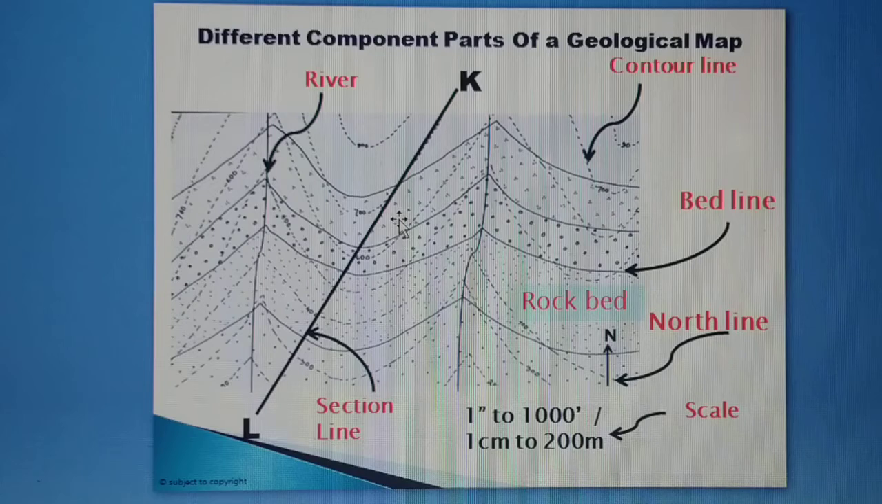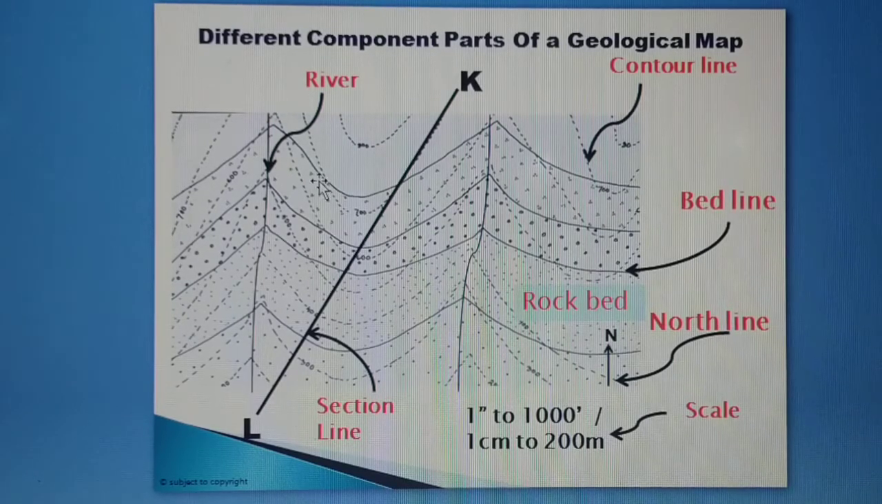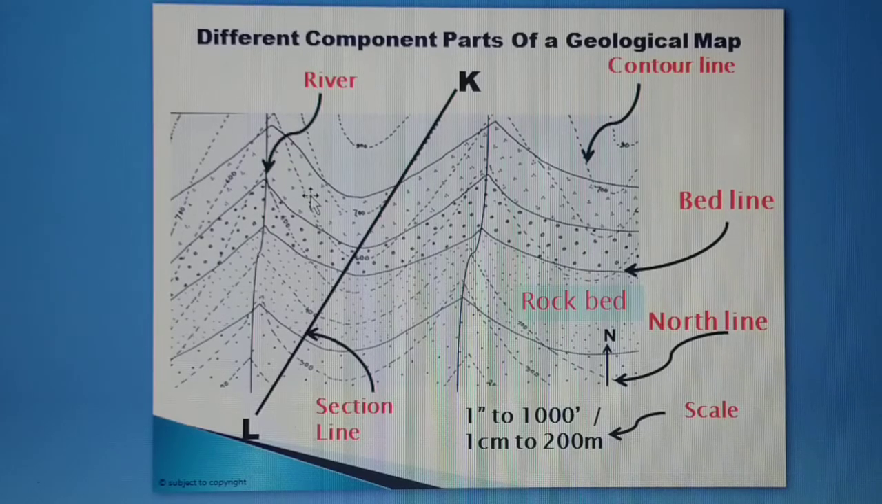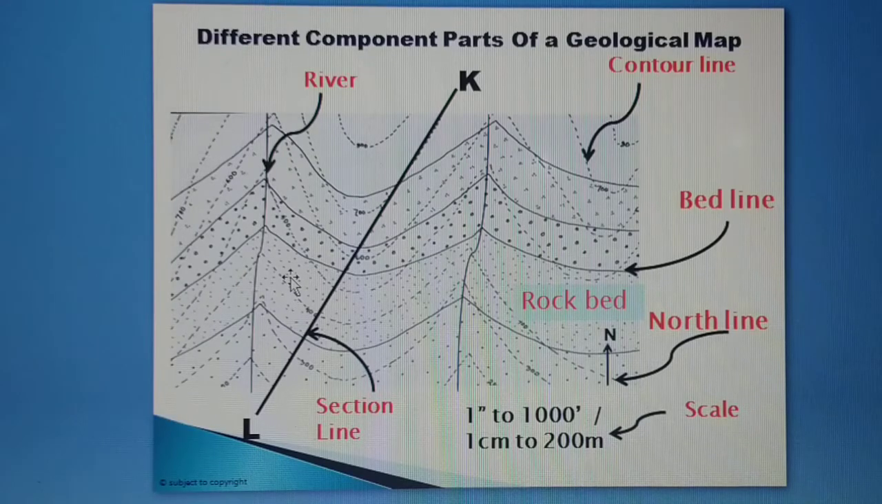So how to distinguish these two lines? Here you can see this is a continuous line, but the index of this line is different on both sides, whereas when it is a river the index remains the same. In this way you can distinguish a bed and a river.